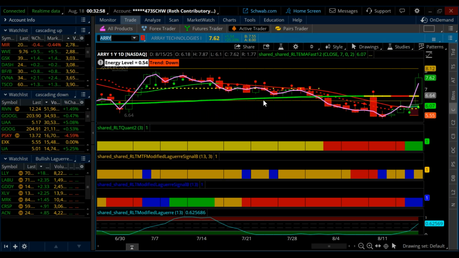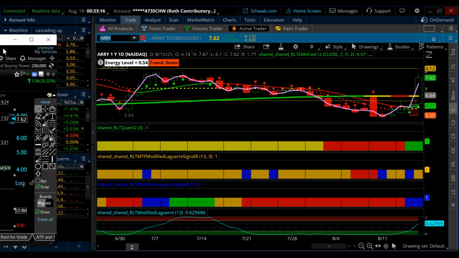So here's ARRY. This is another one. What do we got here in ARRY? Big pop-up on Friday. Looks nice. But see here? Blue, yellow. I can't take this until this goes back to blue. I just can't take the trade. And it may look really good on the chart.